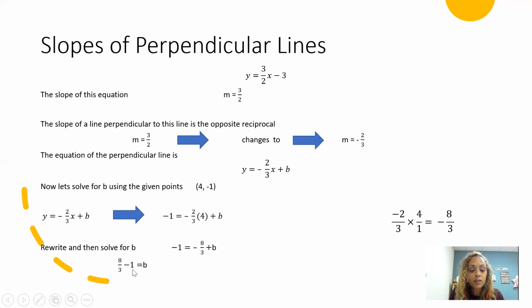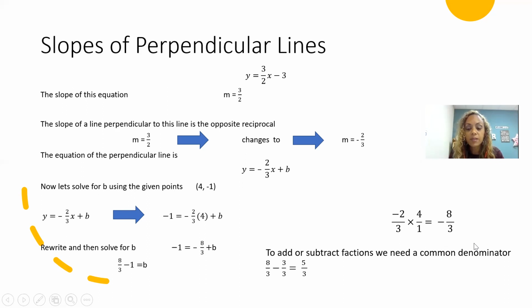Now we need to subtract this 1. So how do we handle that? To add or subtract fractions, you need a common denominator. So this 1 is also equal to 3 over 3, right? 3 over 3 is equal to 1. Now we can subtract it. 8 take away 3 is 5, and those are the common denominators. So the new answer is 5 over 3. Remember, you can place this in your calculator, and your calculator will do it just lovely for you. As I said, don't make a simple mistake. If you want to do it by hand, you can always check with the calculator. So now we know b is equal to 5 over 3.